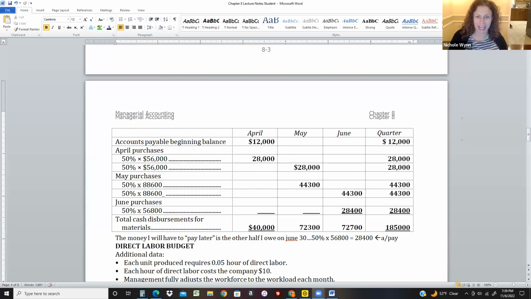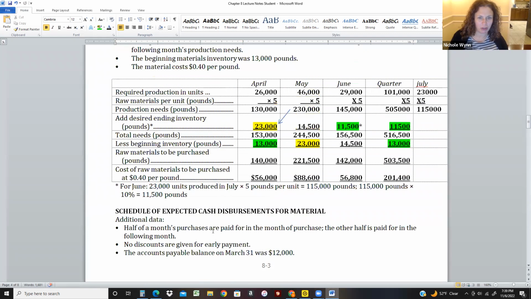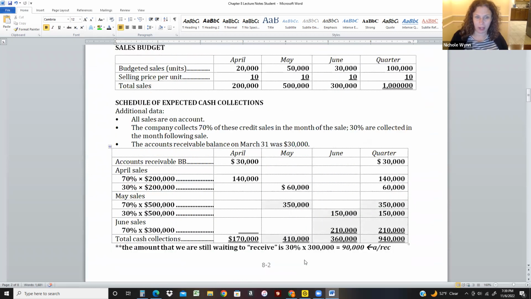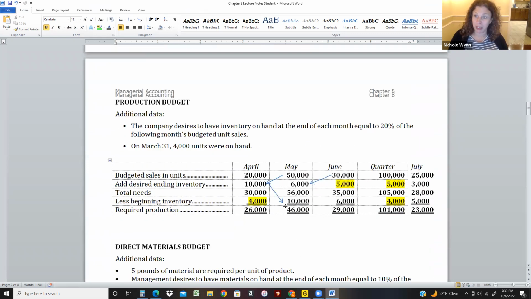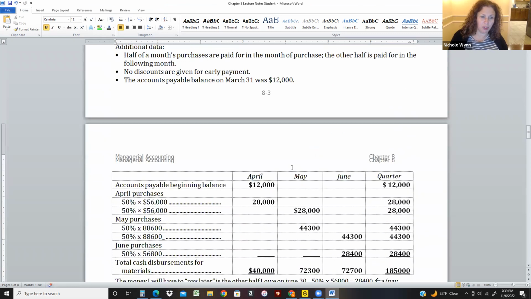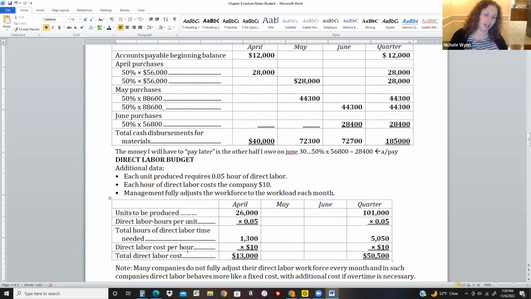All right, let's keep going. Second part of chapter 8, budgeting chapter. We're picking up with our direct labor budget. So we started off with how many units are we going to sell? How much money are we going to bring in? How many do we need to produce? How much material do we need to buy? When are we going to pay for the material?